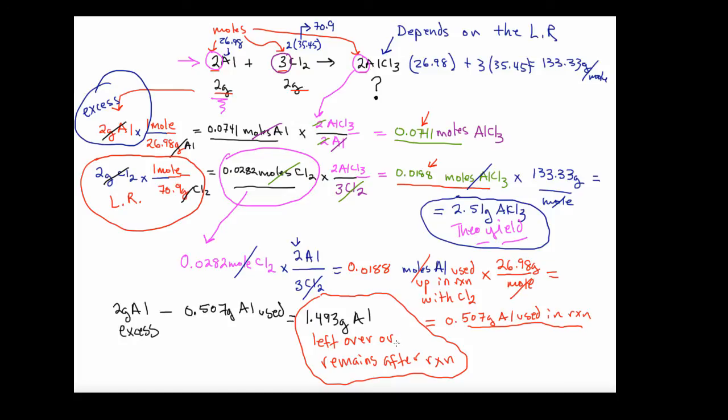Okay, now, if you take this value and this value and add them up, you end up with 4 grams, and that's the amount of material that was originally put into the reaction. So you can tell that this is consistent with the law of conservation of mass.